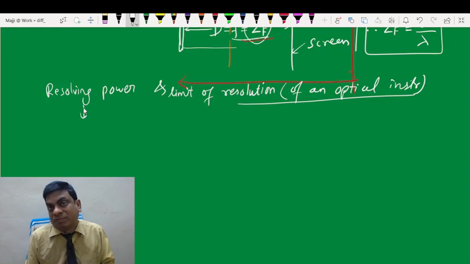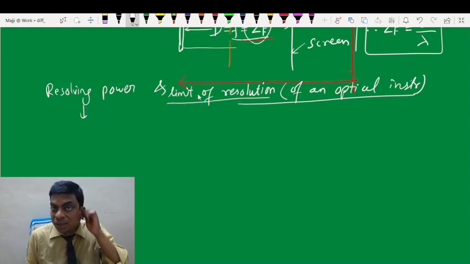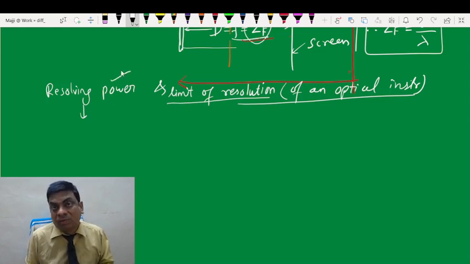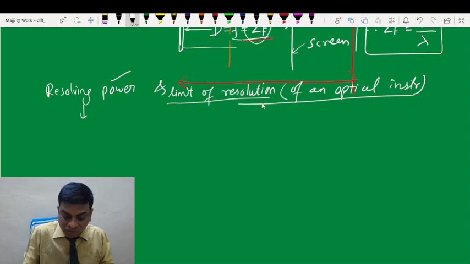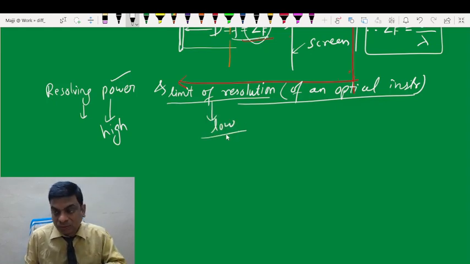So, the ability of an instrument to detect two objects which subtend a very small angle at the instrument as two separate entities is known as the resolving power, and the limit of resolution will be the reciprocal of this. For an instrument it is always preferable that we want a high resolving power. In other words, the limit of resolution should be less. This should be high and this should be low.